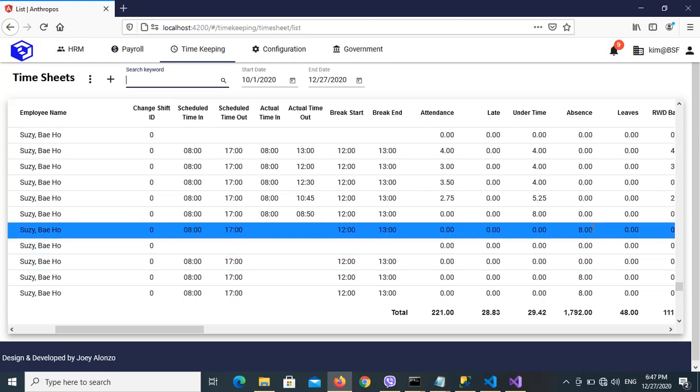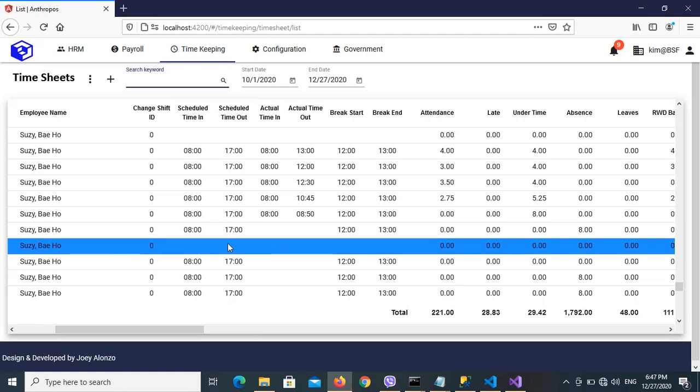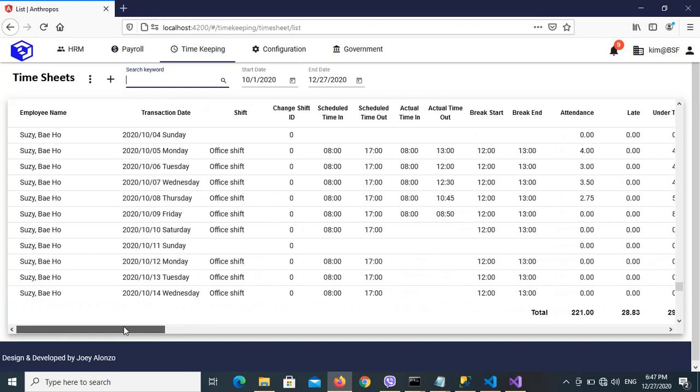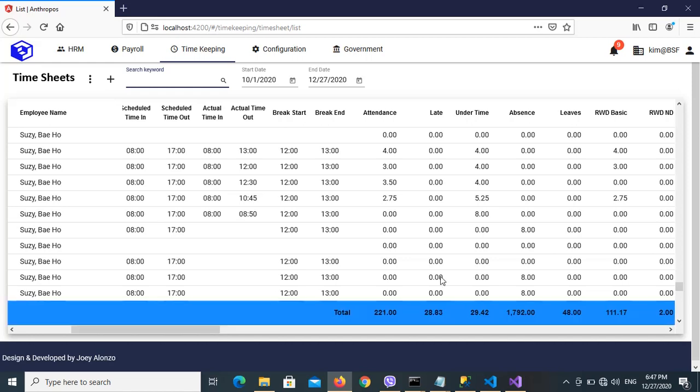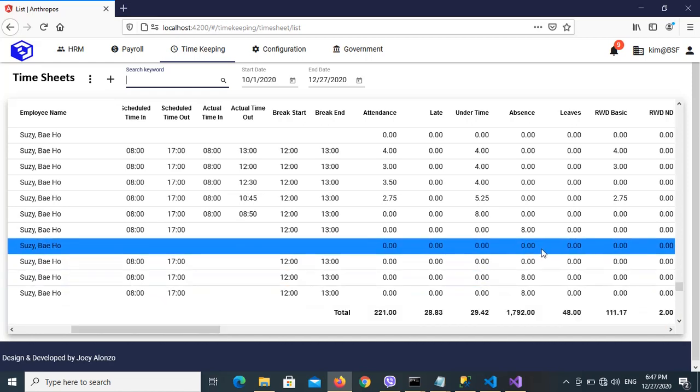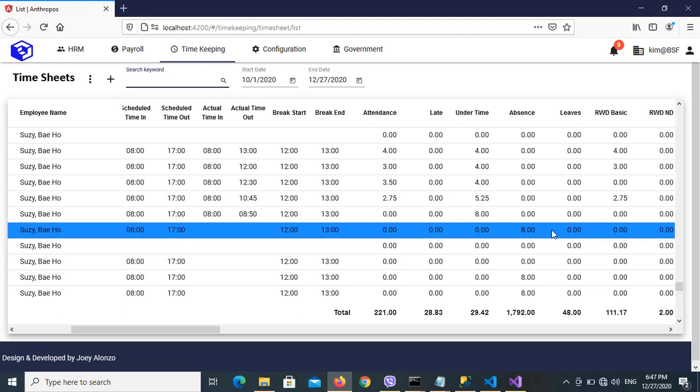Now regarding the absence, as I said, there are qualifications. Like here, it's absent because there is no time in, and it is not a rest day. But if it is a rest day, like for example here, it's a Sunday, and it's a rest day, and there is no shift, so it's not considered absent. But here it is absent. So that's how easy it is to calculate late, undertime, and absence in HR Tech.